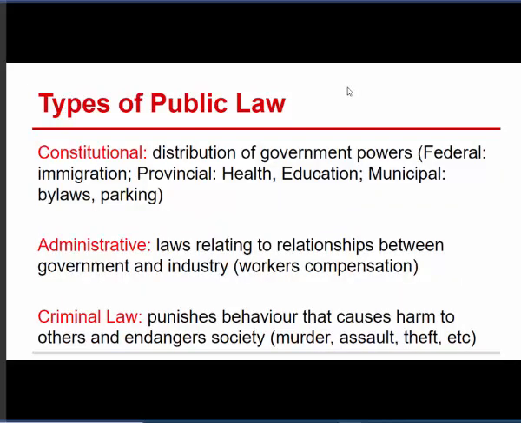Next. Types of public law. We already talked about that. But you can take a second to peruse this.